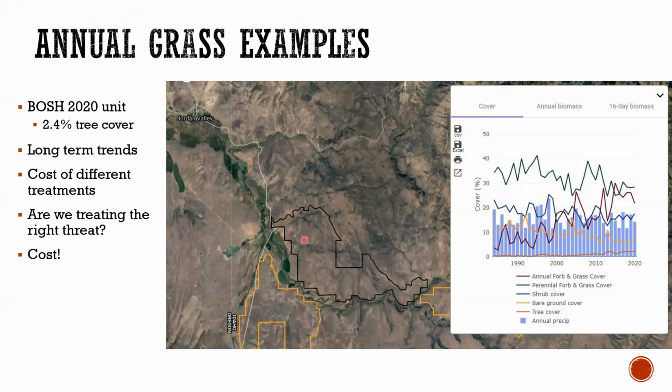This is an actual unit that the BLM cut last year within Boise. There's the RAP run on it. Trees, 2.4%. And look at that long-term trend of annual grasses, like I mentioned at the start. That is a significant problem. But in my mind, it always makes sense to do conifer removal first where we can, because it just costs so much less to do.